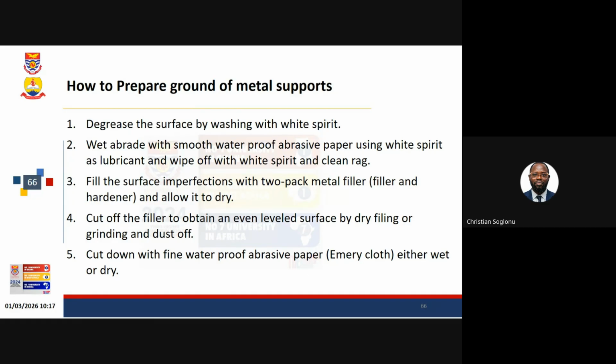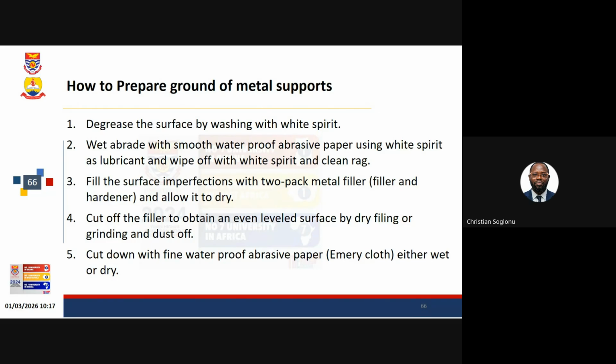So the fourth one says, cut off the filler to obtain an even level surface by dry filing and grinding and dust off. So here, after the metal filler is dry, you cut off either by sandpapering or by grinding.